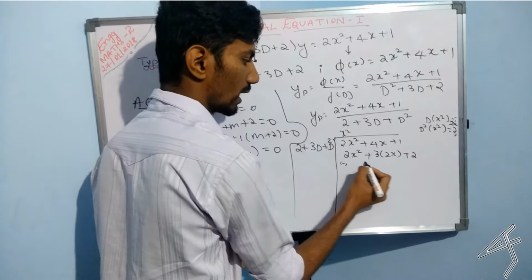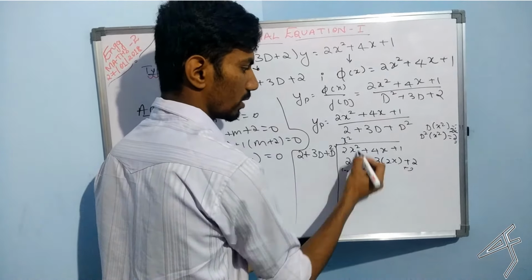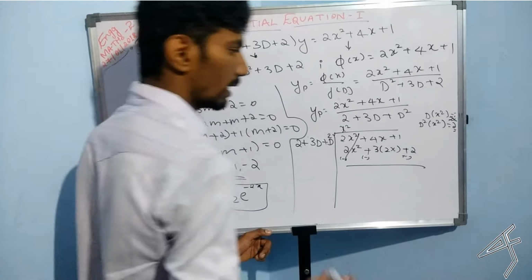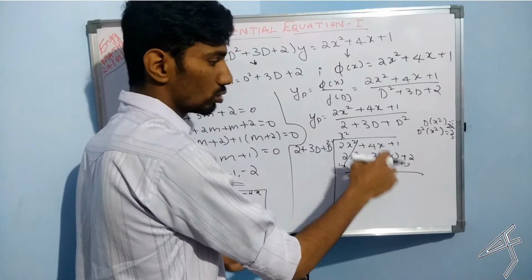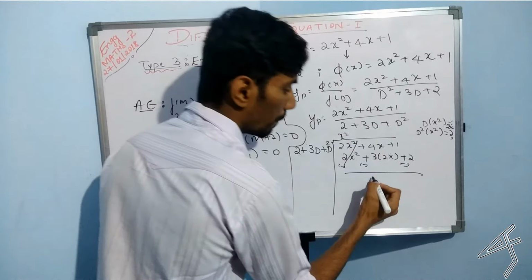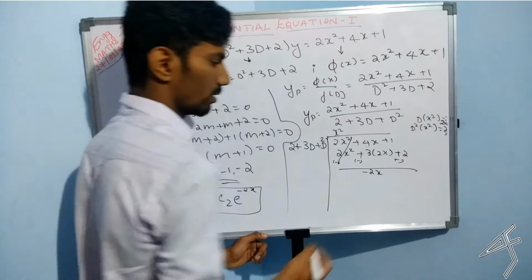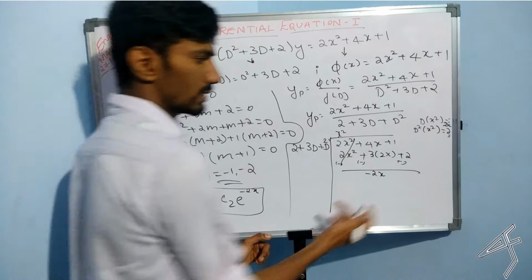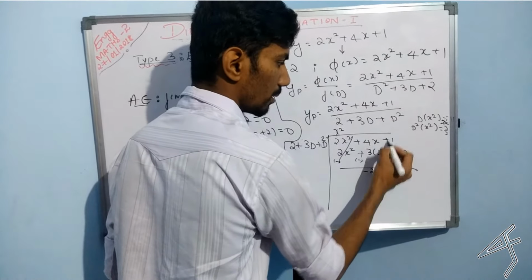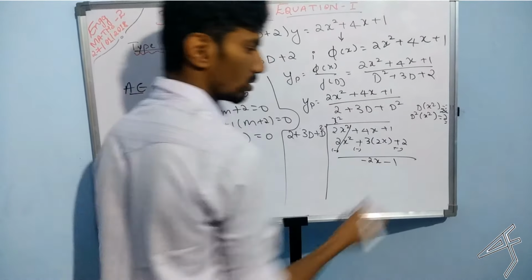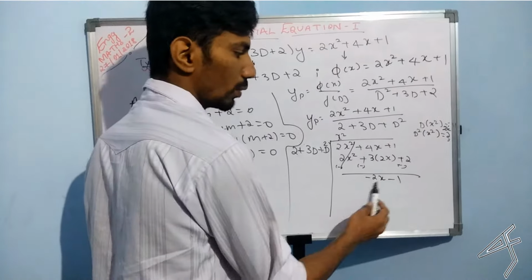Now change the signs to cancel. This and this get cancelled. I'll get 3 2s are 6. So plus 4 minus 6 is minus 2x. Correct. Plus 1 minus 2 is minus 1. Guys, now we got 2x minus 1.